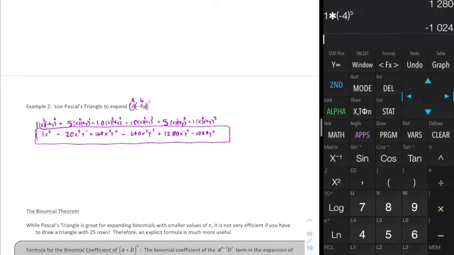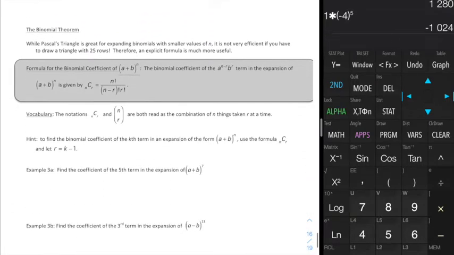Alright, so got a little bit more here, a little bit longer today. So you have this next thing coming up here, binomial theorem. While Pascal's triangle is great for expanding binomials with smaller values of n, it's not very efficient if you have to draw a triangle with 25 rows. Therefore, the explicit formula is a little bit more useful here.